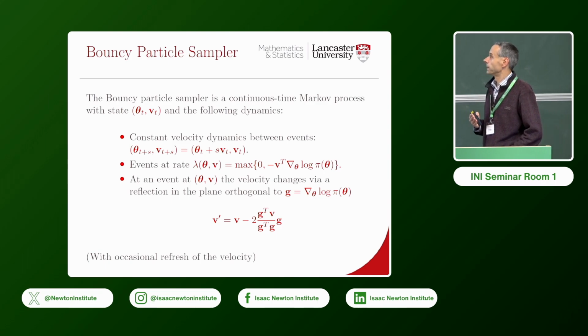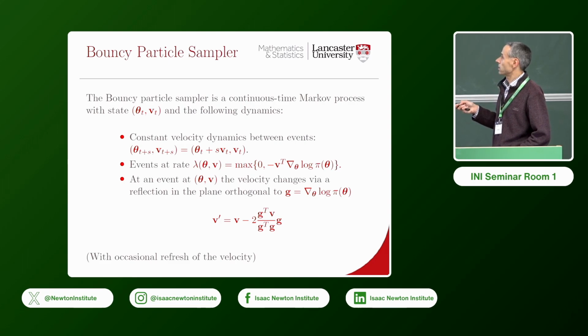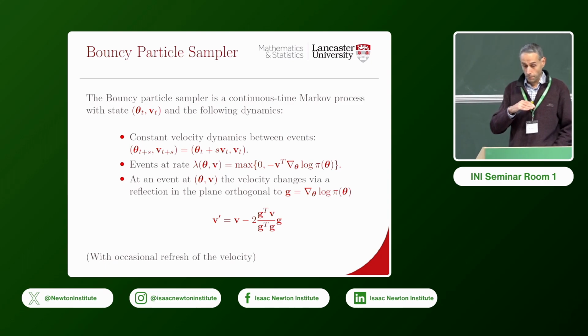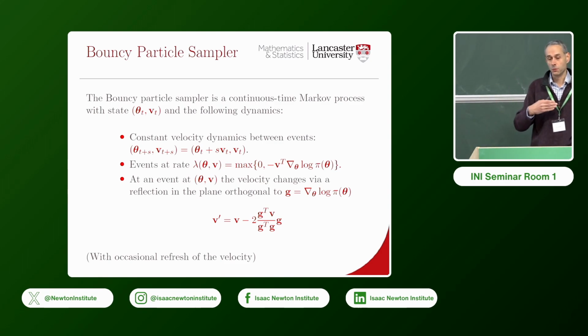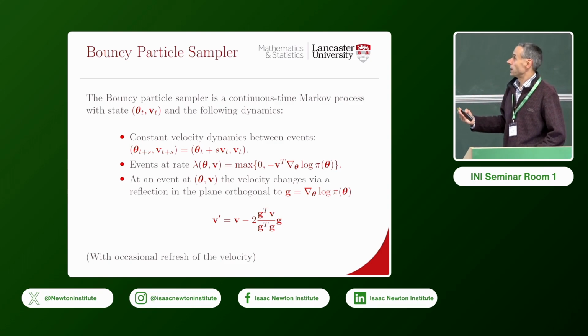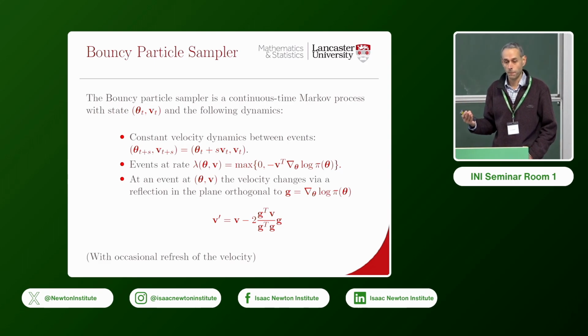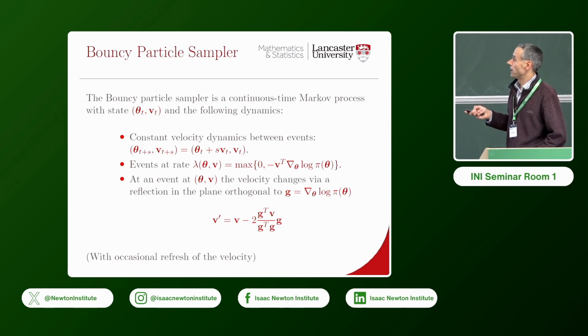You then have events which occur at some rate which depends on the current state of the process, given by this expression here. And the interpretation is that V transpose grad log pi is just measuring how log pi is changing as we're moving according to these constant velocity dynamics. If we're moving to regions of higher density, then V transpose grad log pi would be positive. So this minus it would be negative, and the overall rate would be 0. So in that case, there would be no events. We just keep on moving. But if we're moving to regions of lower density, there'd be some positive rate at which an event would occur.